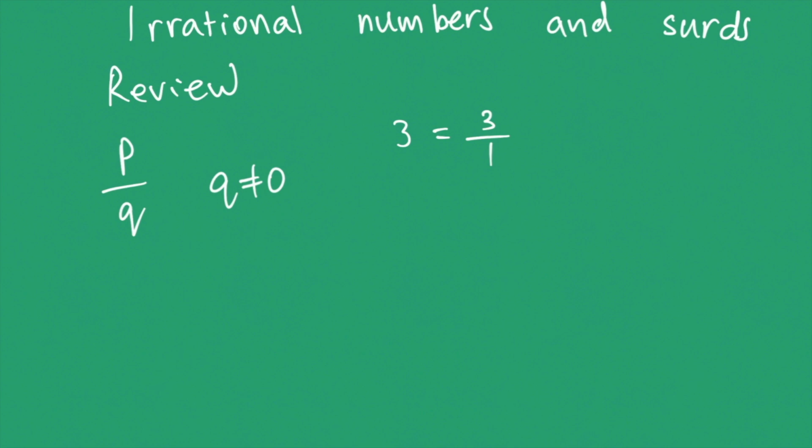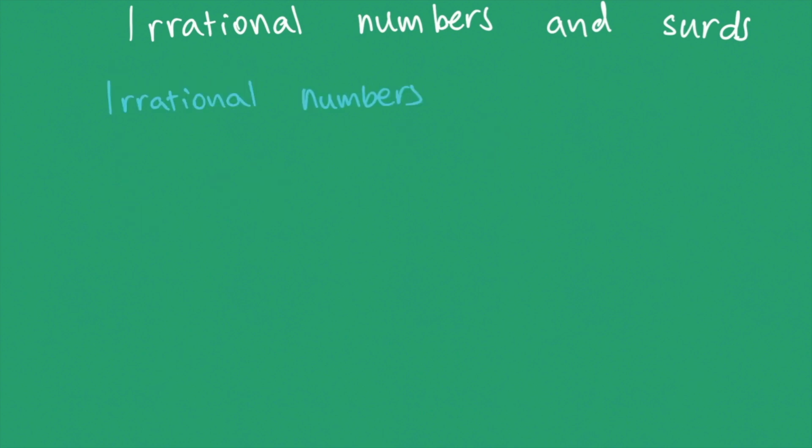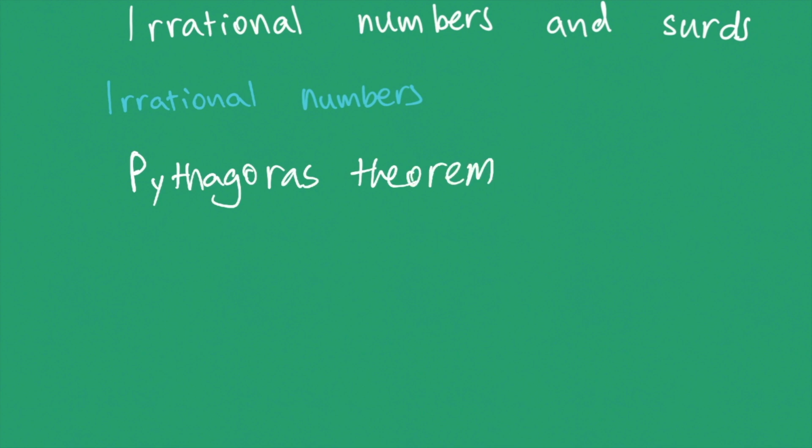Okay, now let me show you something that you haven't learned before. Let's talk about irrational numbers. Mathematicians up to about 600 BCE thought that all numbers are rational. However, when we apply Pythagoras' theorem, we encounter numbers such as square root 2 that are not rational. The number square root 2 is an example of an irrational number.